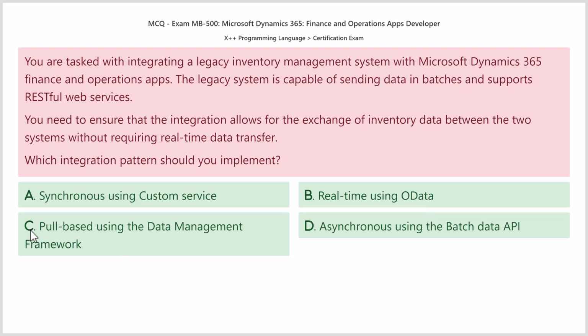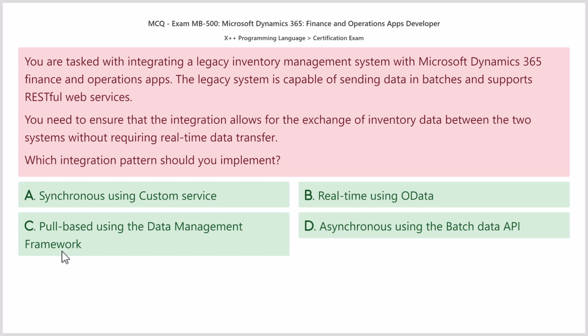And why will we not select option C? This would mean that D365 pulls data from the legacy system, but our scenario specifies that the legacy system sends data, so push-based integration is required, not pull-based. So that is why we will not select option C as well.